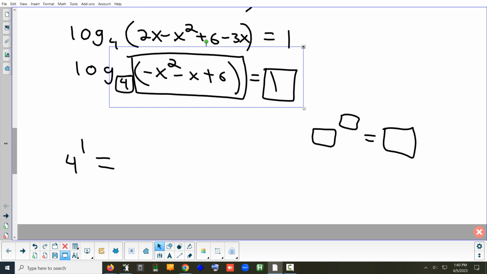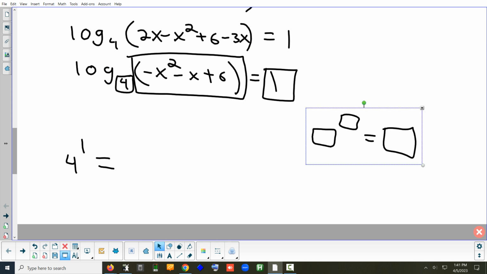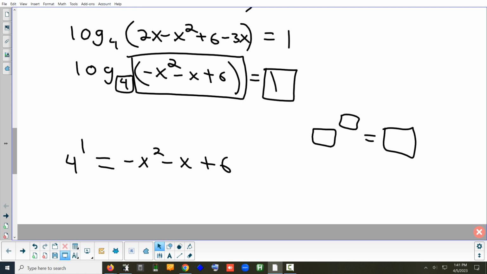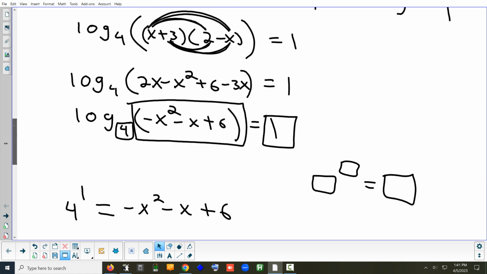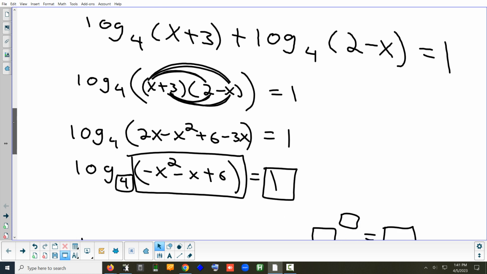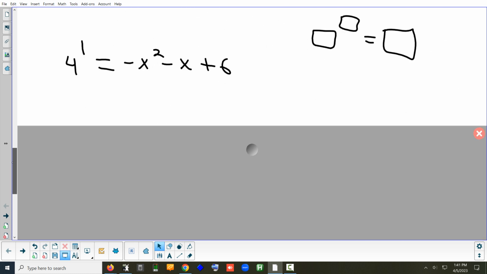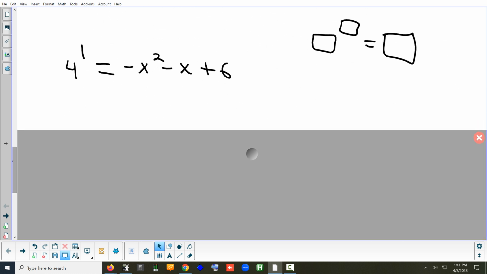And the only thing we have left is what ends up by itself. What do we call the thing that ends up by itself? The argument. And that's negative x squared minus x plus 6. Perfect. So now, at this point, we've gotten rid of the log, so everything I taught you is done. From here, you need to solve it with what you know from algebra.